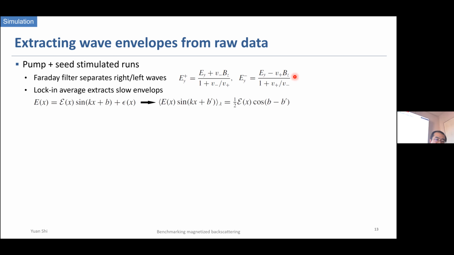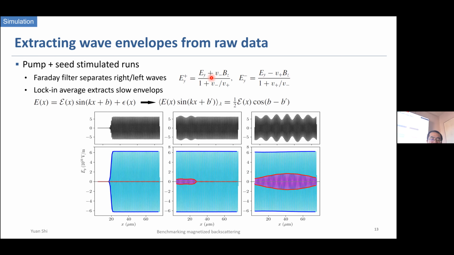Okay, and then we need to know the envelope. So far, all the electric field has a fast oscillation part. That's the wave frequency part. But what the three-wave equations look at is the envelope of the wave. So we want to extract the envelopes. Once we do that, it looks something like this.